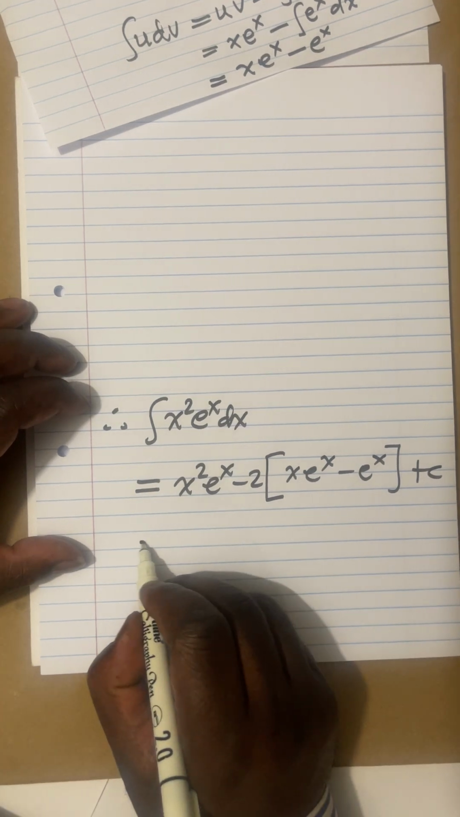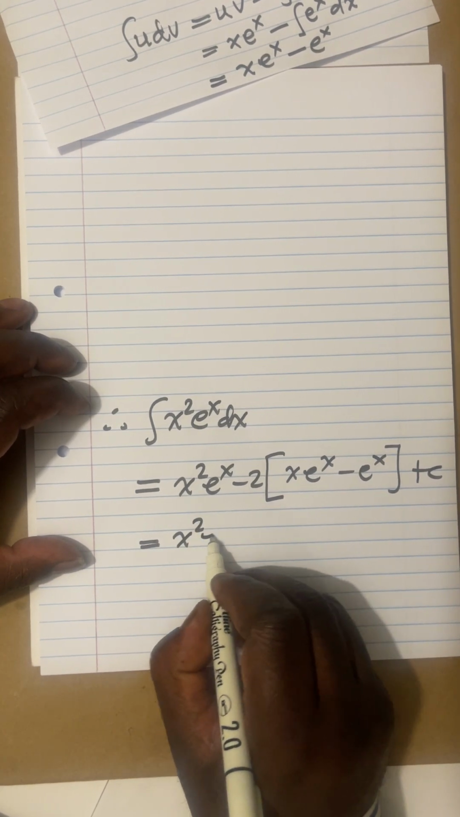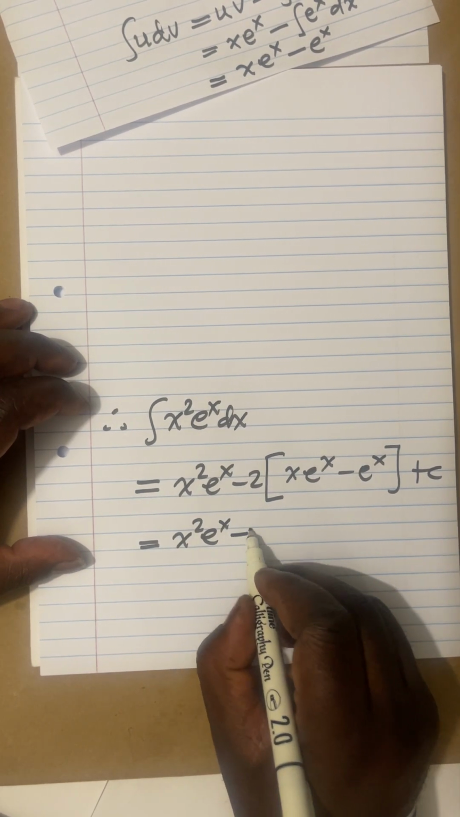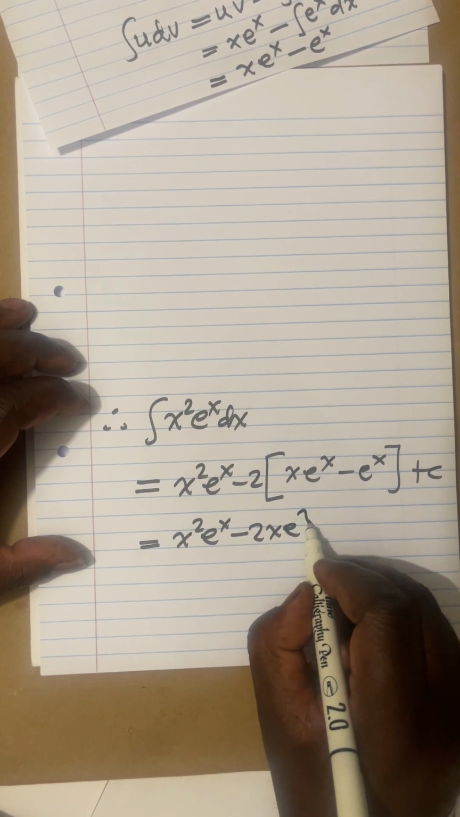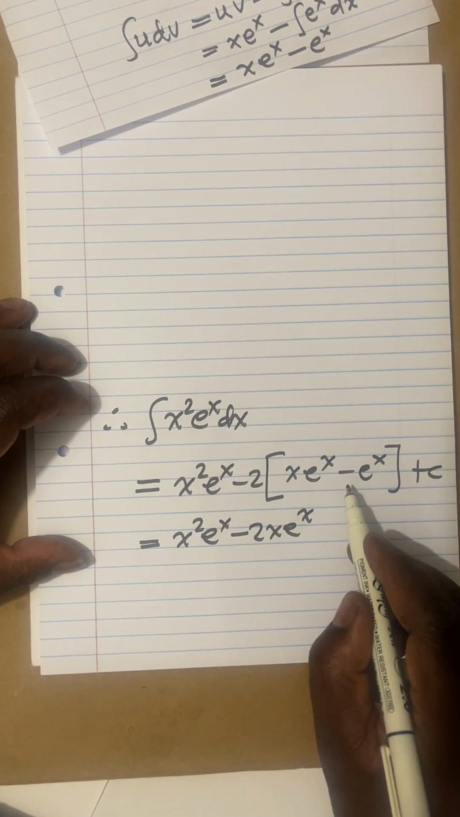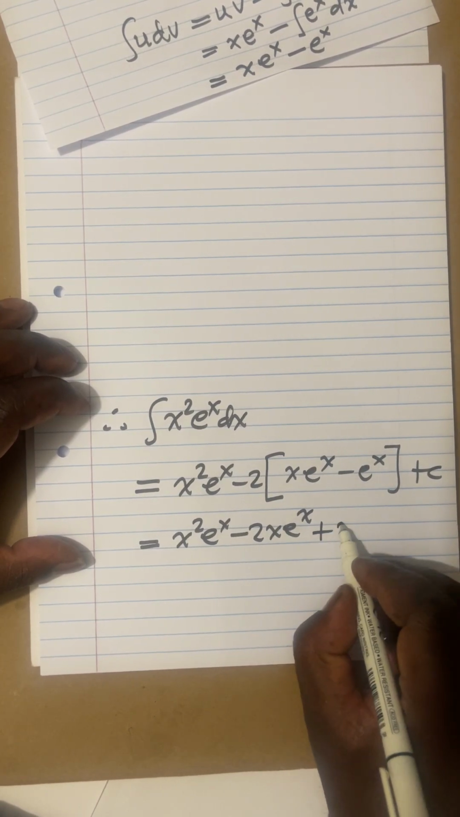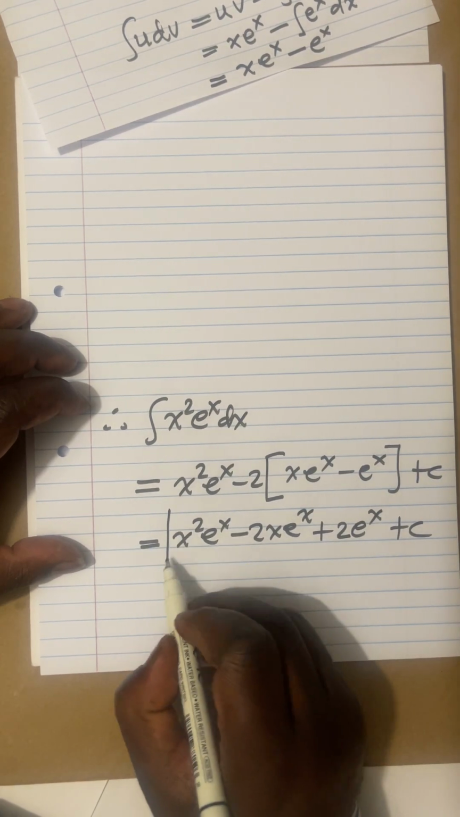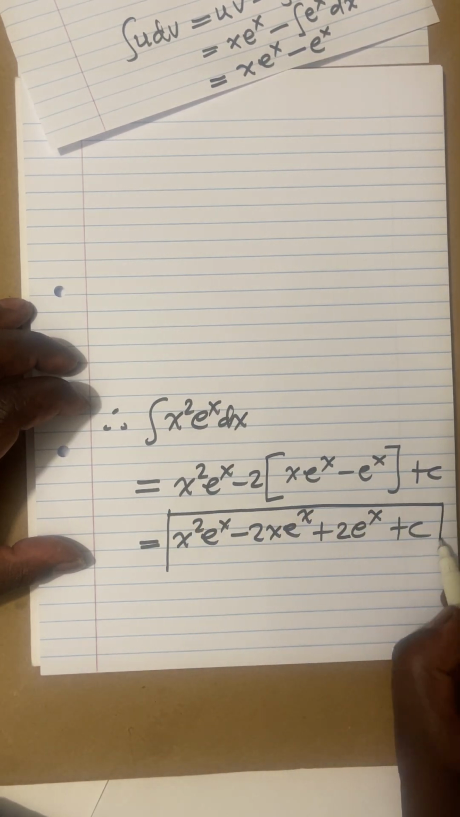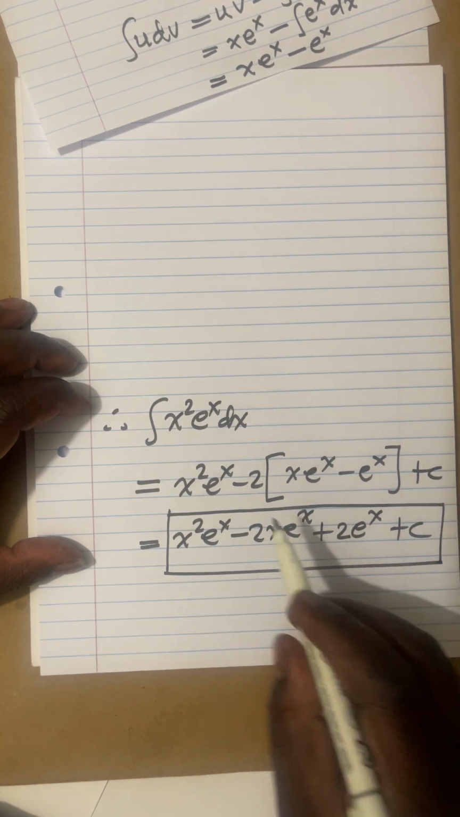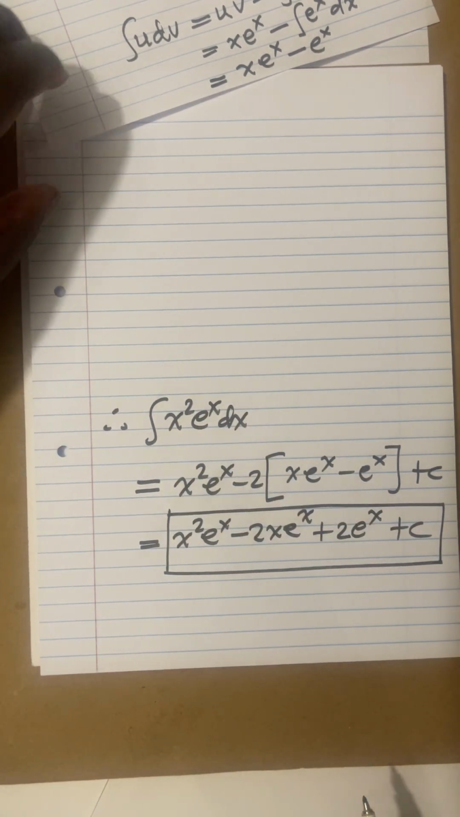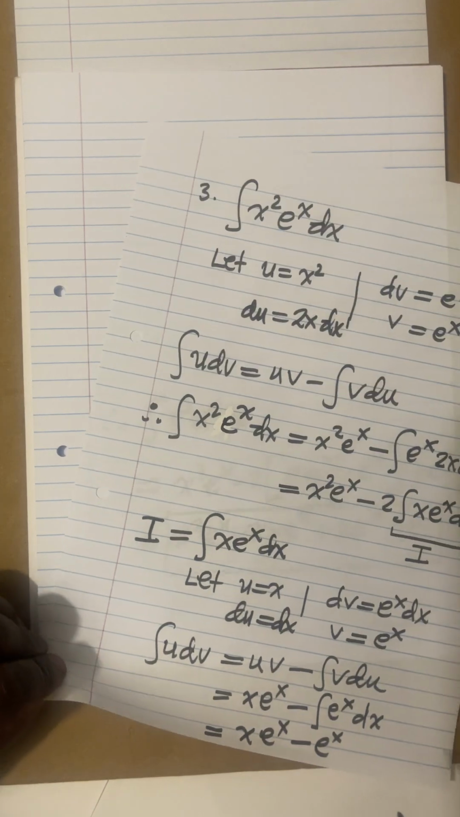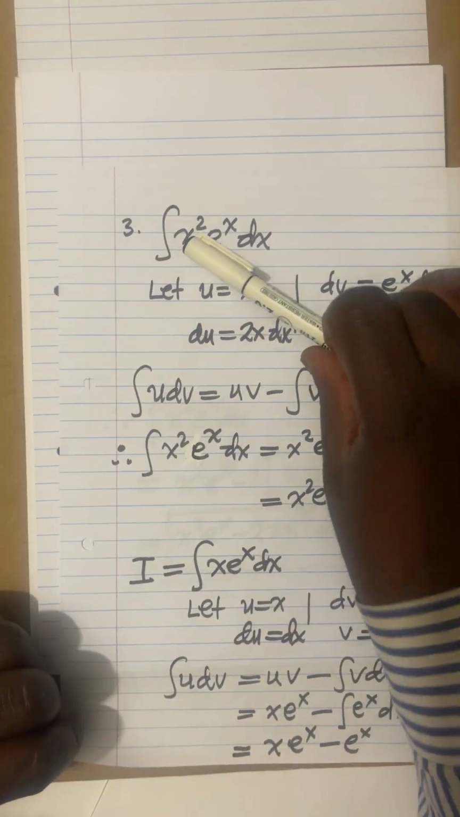Simplifying this, what do we get? We get x squared e to the power x minus 2x e to the power x. Notice the minus will cancel that minus, and so now I must have 2 e to the power x plus c. That's my final solution to which integral? To this integral here.